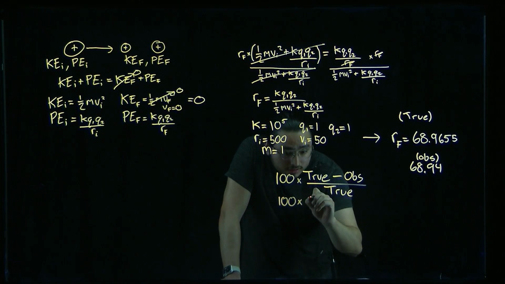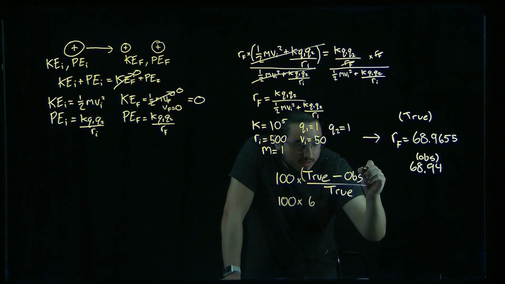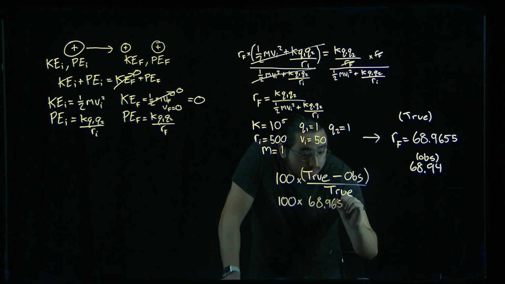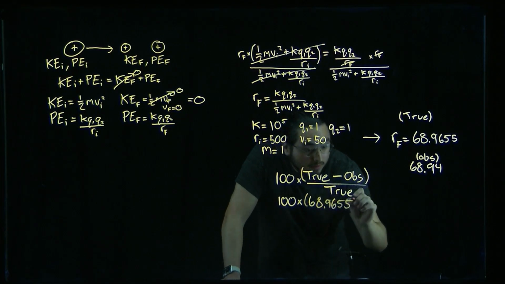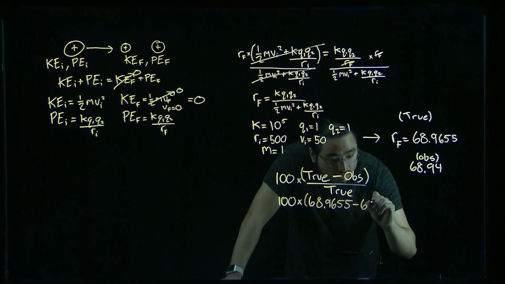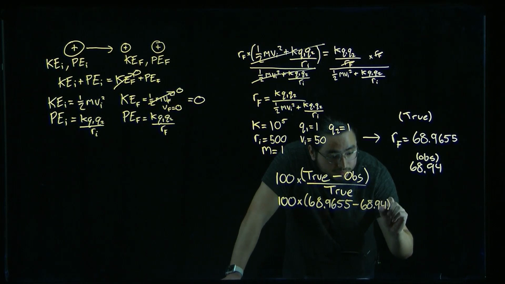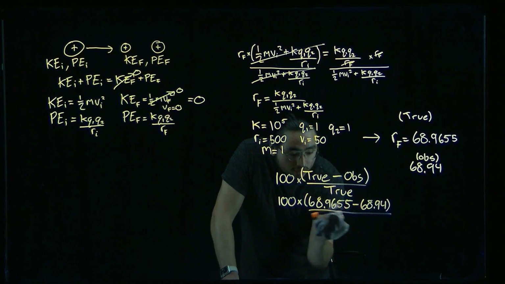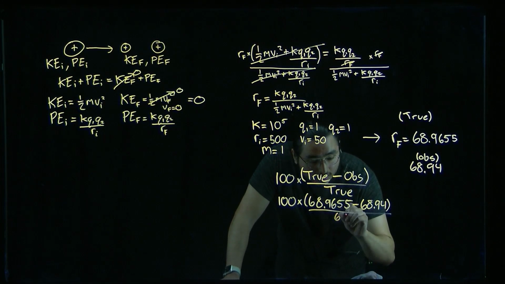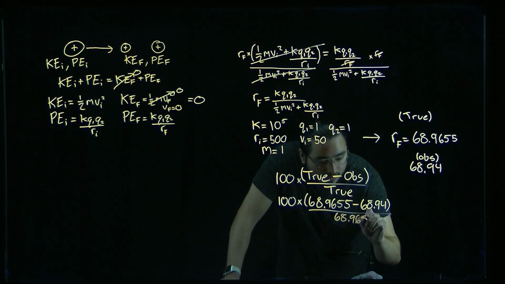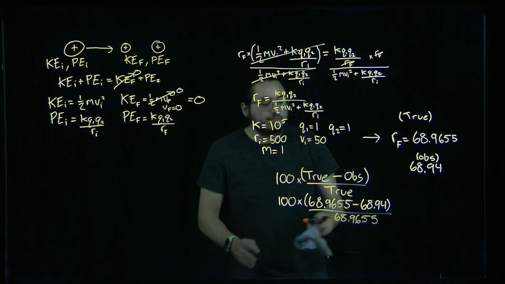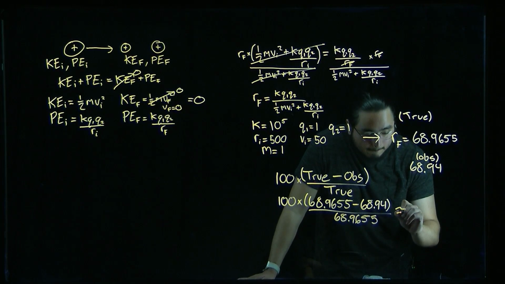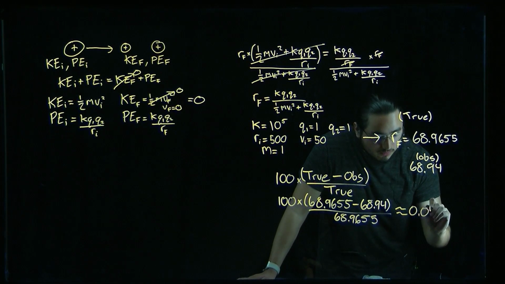When we plug in these values, I'll just throw them in for y'all. I'll throw percent parentheses here, actually. Be consistent. 68.9655 minus 68.94 over the true value, which is 68.9655. Let me rewrite that. When you plug this in, you'll get about 0.04%.